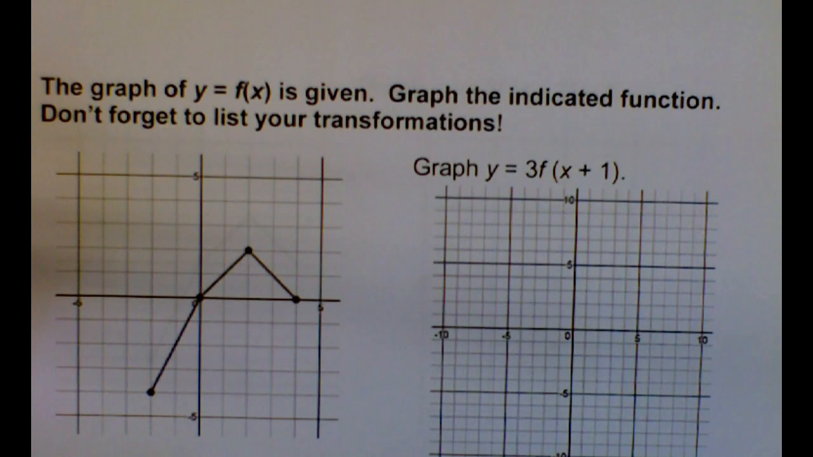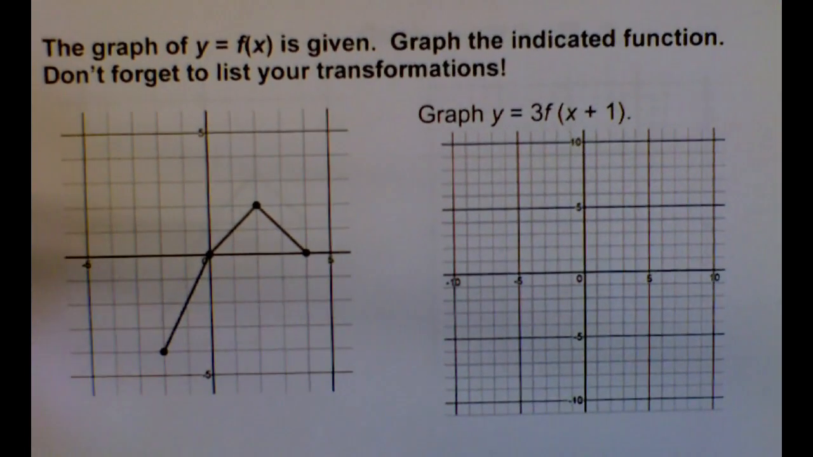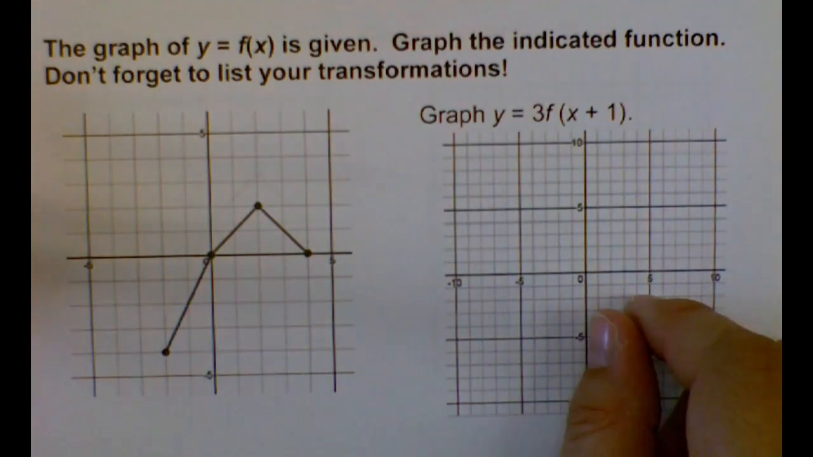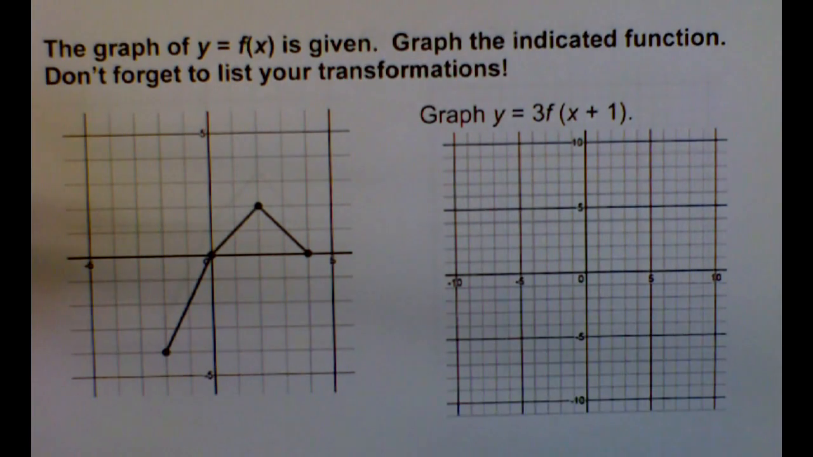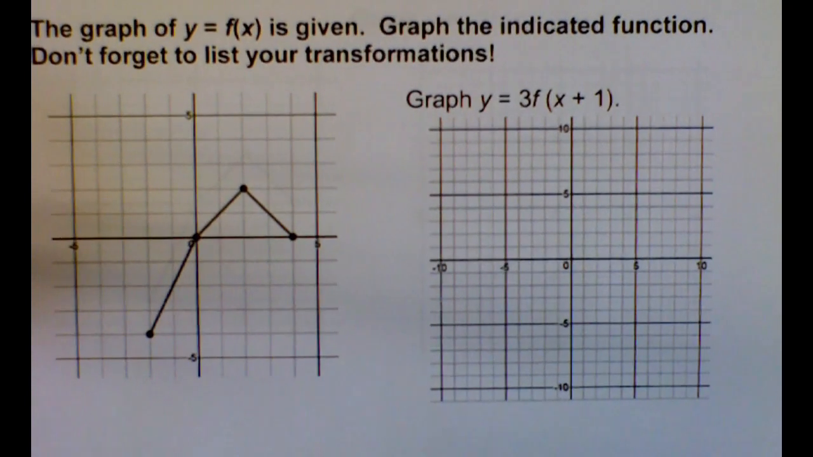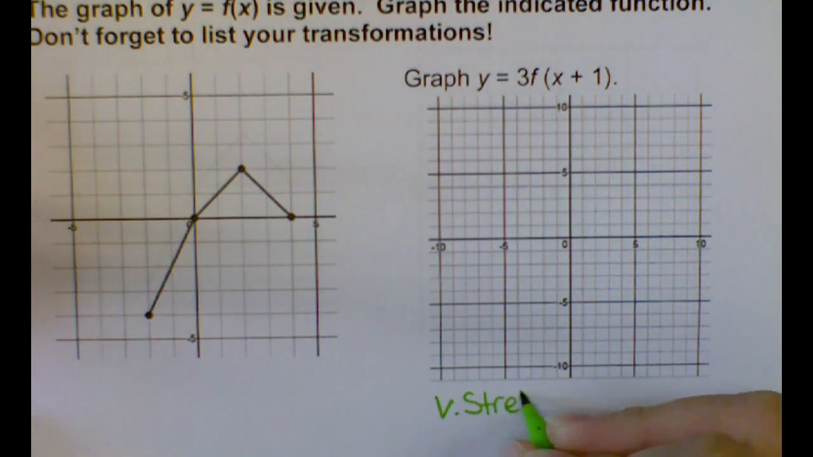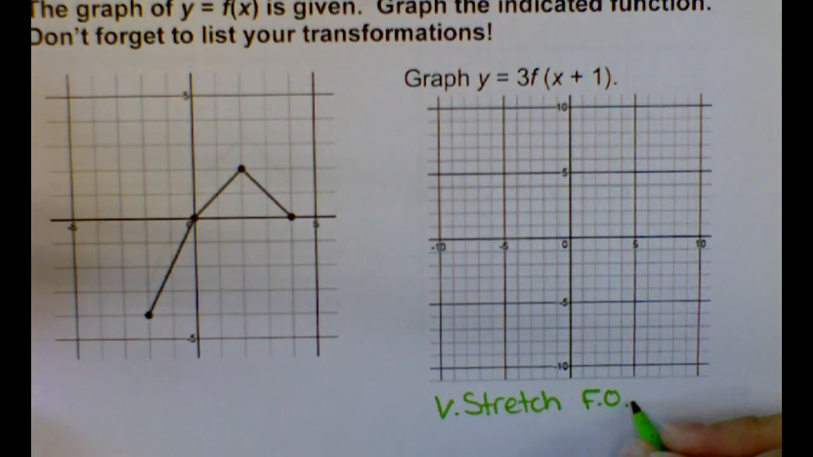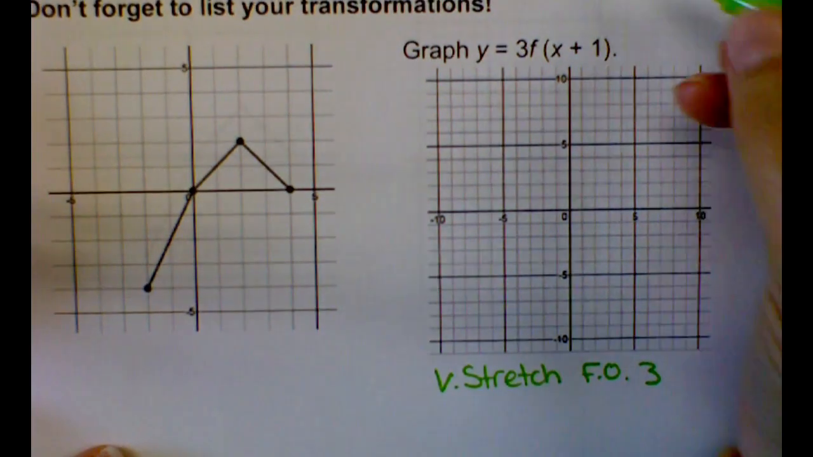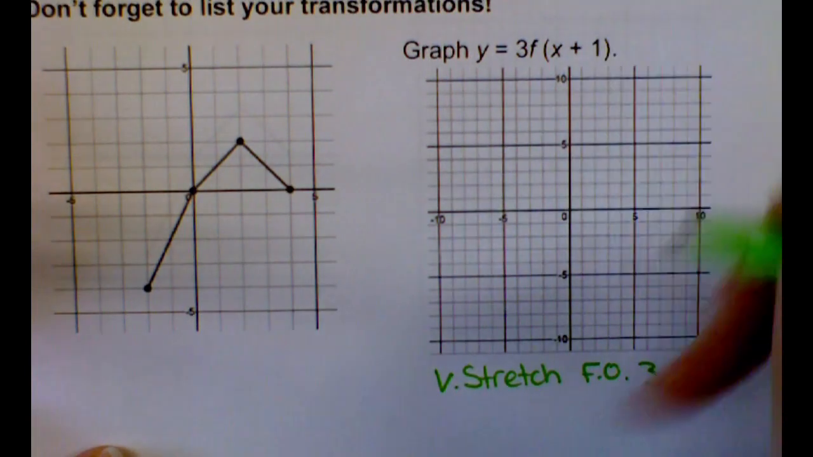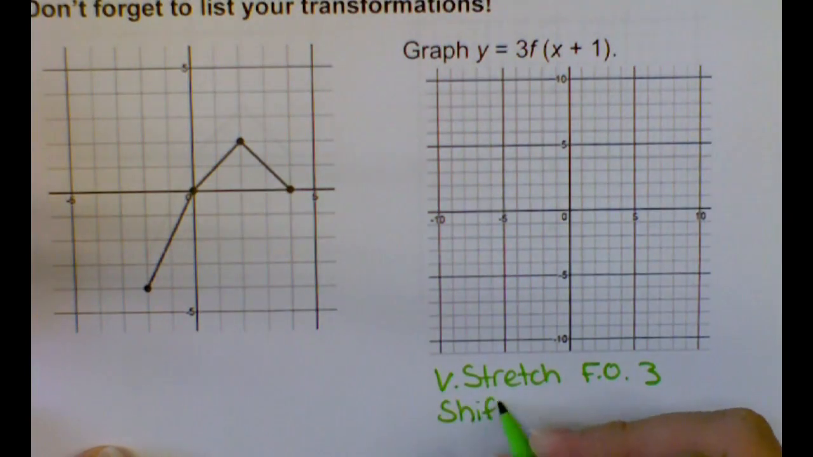All right. Here we're going to graph a transformation of f of x, given the transformations. So this is just f of x. It's nothing special, it's a random piecewise function. My function here, I have a 3 out front, which is a vertical stretch by a factor of 3. And then I have a plus 1 in with the x, which means it is a shift left by 1.